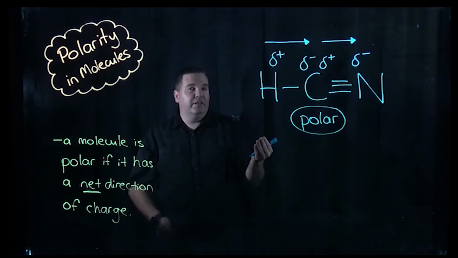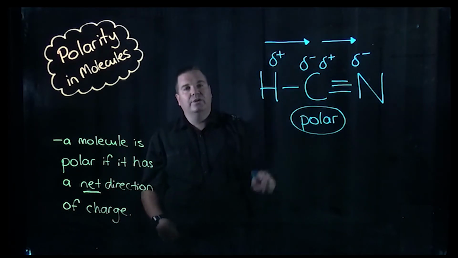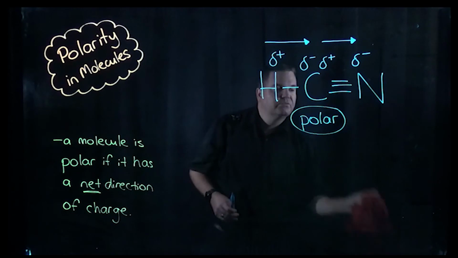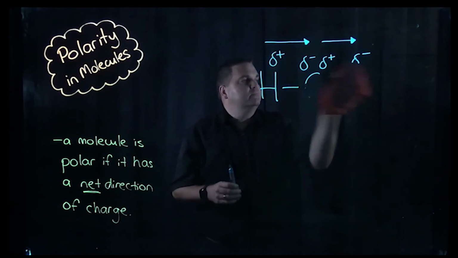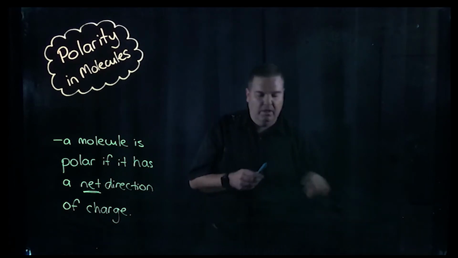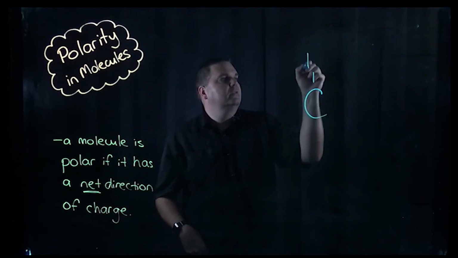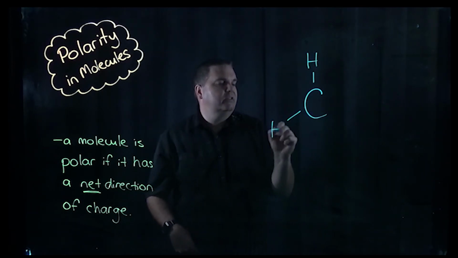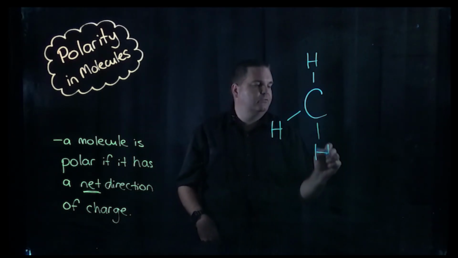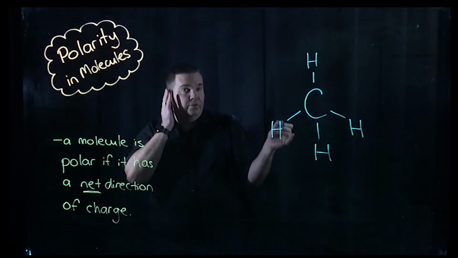What happens though if they don't go in the same direction? And again, this is where drawing in your individual arrows can be really, really useful. So I'll show you some examples now of some molecules that are not polar, okay? So I'm going to be looking at carbon with 4 hydrogens around it. So this is methane, CH4. Okay, so we've got this molecule here.